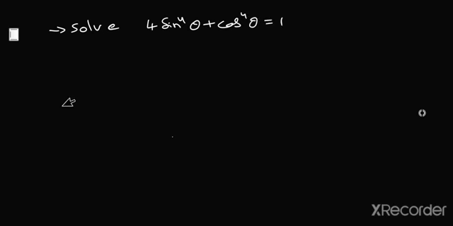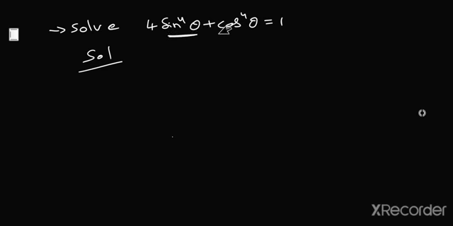Next problem, solve 4 times sin power 4 theta plus cos power 4 theta equals 1. We need to solve this. We can do this by converting this into a single trigonometric ratio. Let us try to convert this into a single trigonometric ratio.